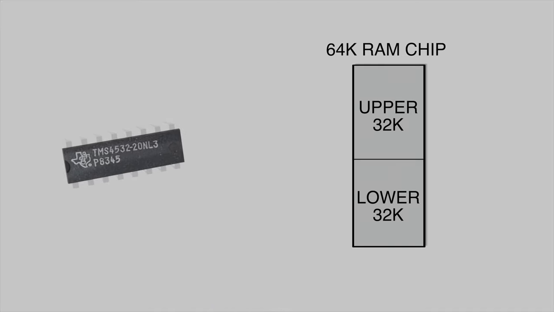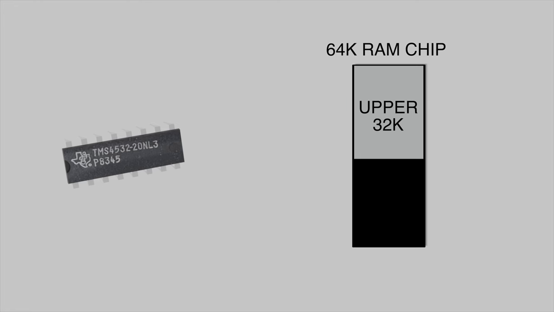The 32K RAM chips on the Spectrum are actually 64K RAM chips. To keep costs down, Sinclair Research used 64K chips, which were partly faulty during the manufacturing stage, and only used the 32K portion of the chip.